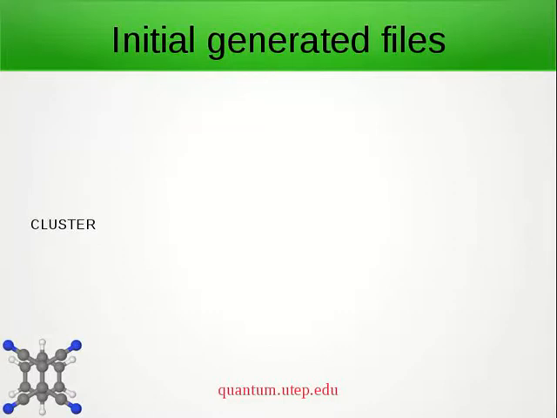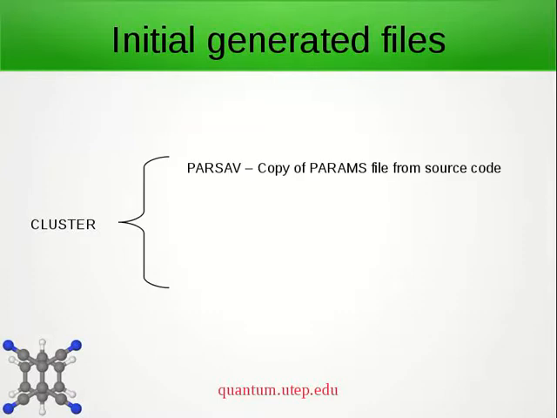First of all, the parsef file. This contains a copy of the params file from the source code. If you already saw the other tutorial on compiling NRLMOL, you know that this file resides in the source code and specifies some of the sizes of the arrays that NRLMOL uses. So a copy of it will be stored in the directory where you're running a calculation. The symbol file is generated, which contains mainly the atom positions, that is, the geometry. Whenever you restart a calculation and the symbol file is present, it takes precedence over the cluster file.